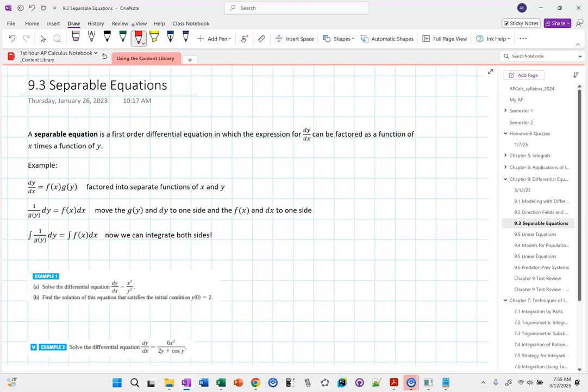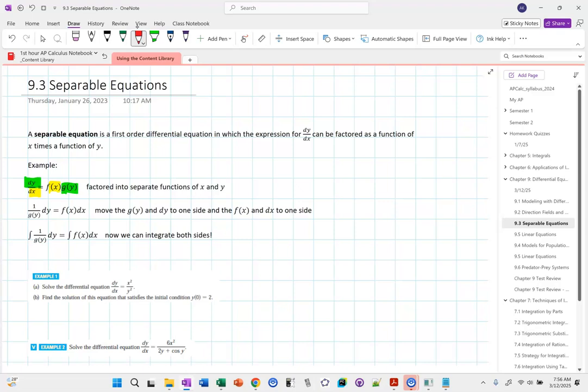So, for example, if I have in general a differential equation dy dx equals f of x times g of y, what I'm going to want to do is try to separate and get the x stuff on one side and the y stuff on the other side.